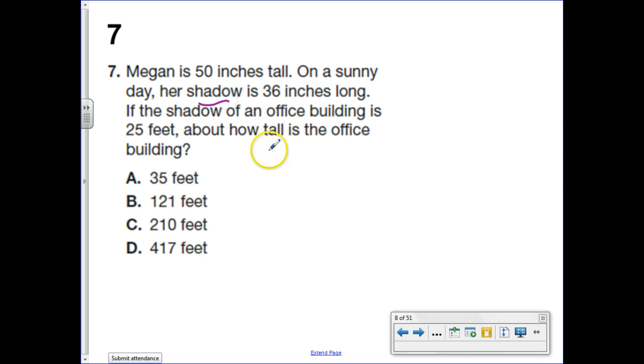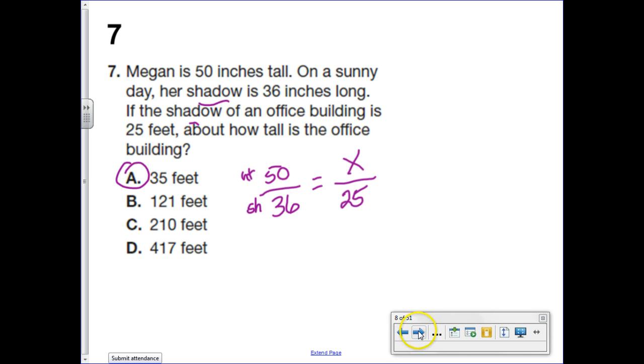Number 7. On this one, you have to set up a proportion. This is one with her height and the shadow. So if you set it up as 50 over 36, this is Megan's height to the shadow. Then the office building has a shadow. The key here is that 25 has to go on the bottom because this is the shadow, and you're finding this. And when you cross multiply and solve, you will find out that it should be about 35 feet.